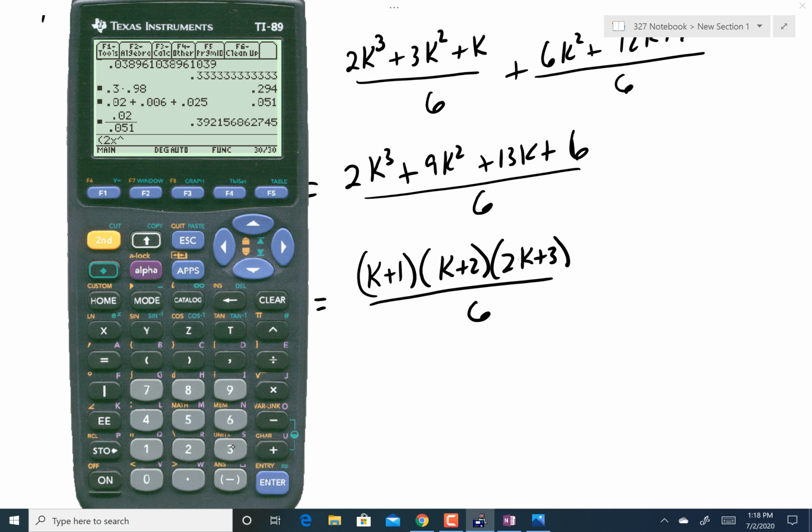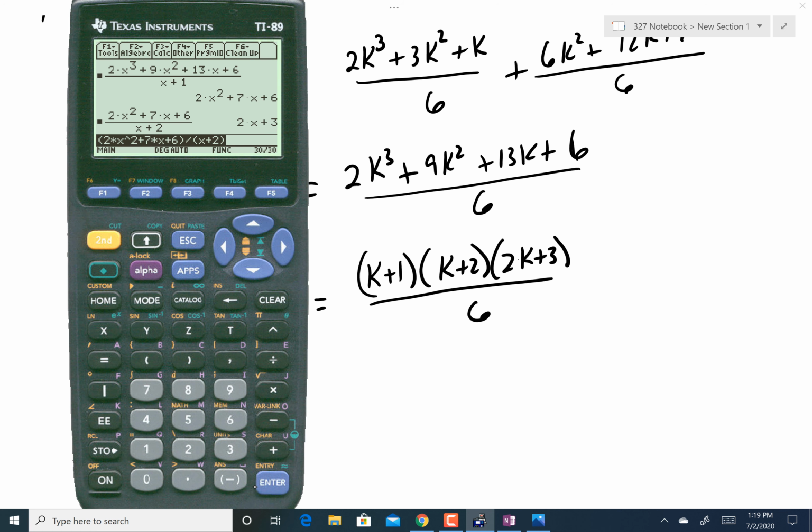So 2x cubed plus 9x squared plus 13x plus 6, divide by, I'm just going to divide by x plus 1 if that works for you, okay? And I get that thing right there. And then you're like, well, that's interesting. I wonder what that would be if you divided that by x plus 2.